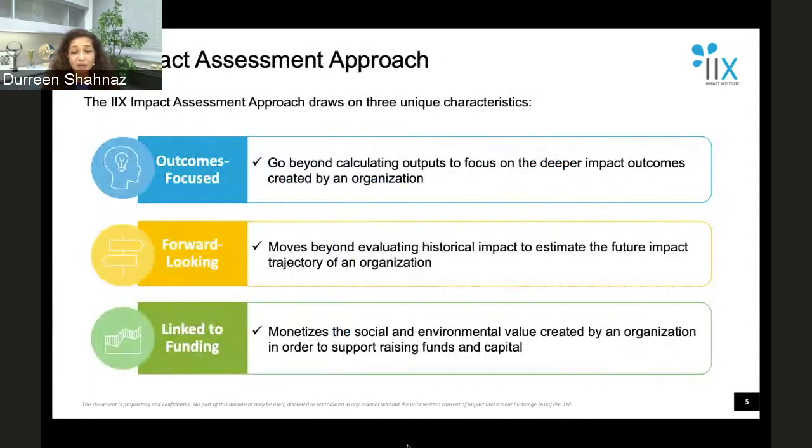Given that we at IIX focus on the impact investing space in general, and if you remember the spectrum, if ESG is here, impact investing is here, and then of course traditional investments here. Given that we are here, what we like to focus on once again is really the positive impact that's going to be created, and that's the goal that you start with. So that means a big focus on the outcome.